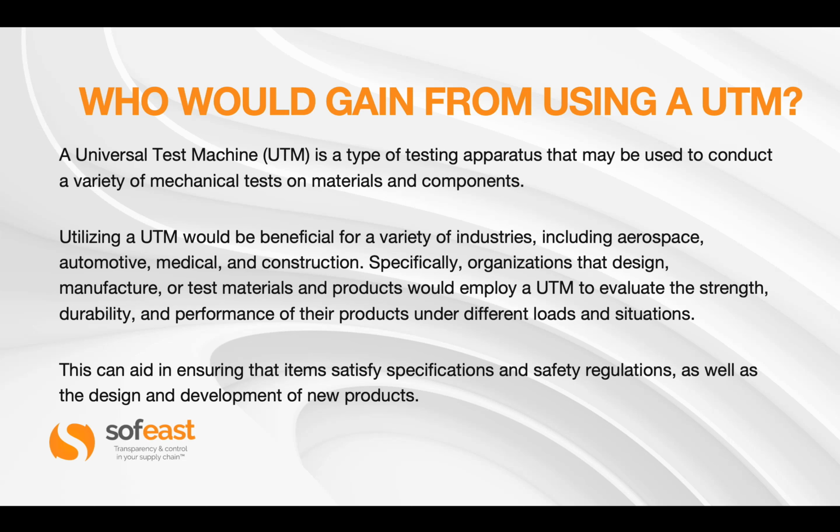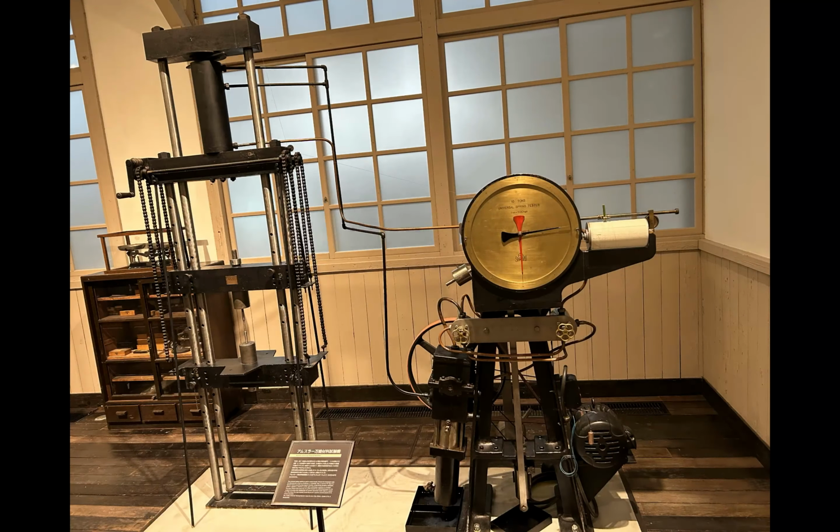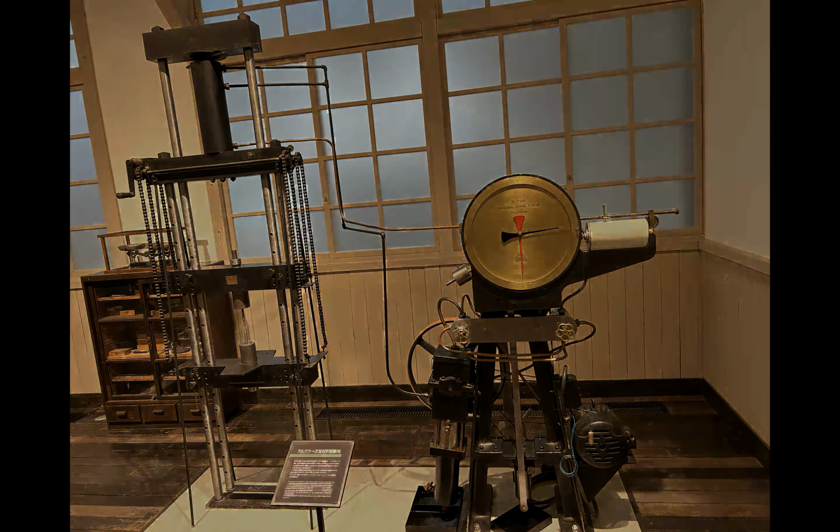This can aid in ensuring that items satisfy specifications and safety regulations, as well as the design and development of new products. Just for reference, here's a photograph of a Universal Test Machine taken at the Toyota Museum in Japan. You can see a big difference over the years, right? And this is from the 1930s.